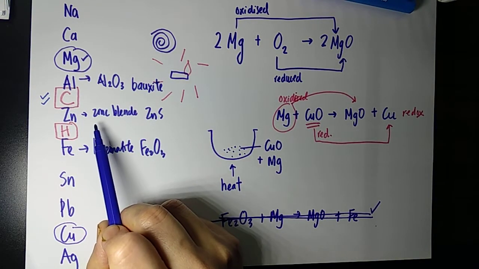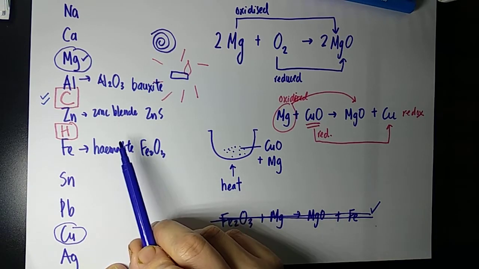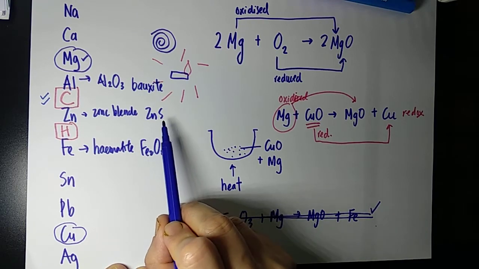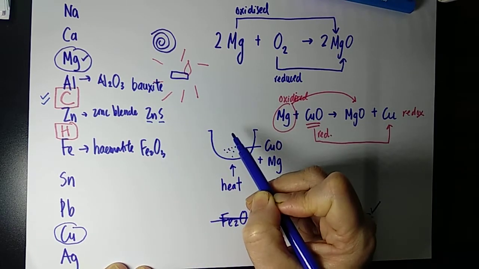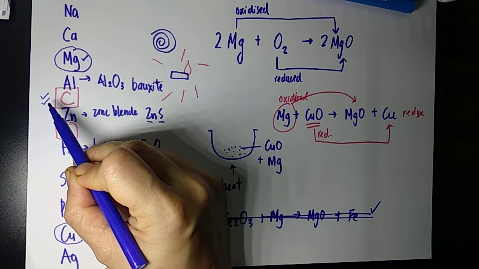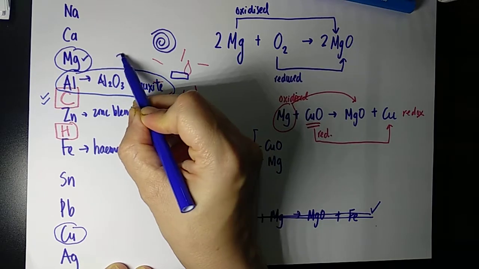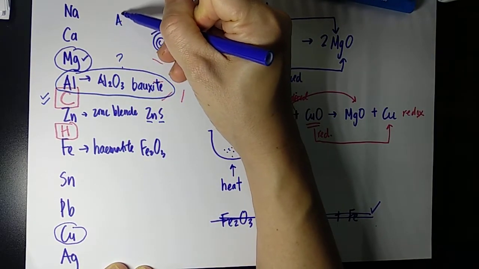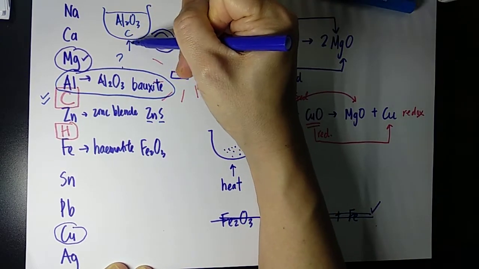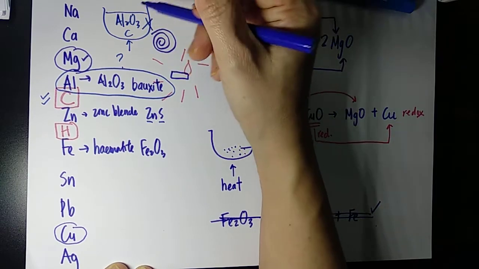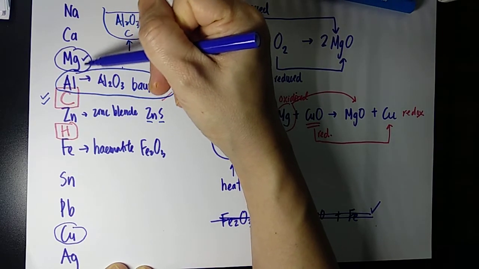Now, for things like zinc, it doesn't exist as zinc oxide. It exists as zinc sulfide. Would we be able to take away the sulfur? Yes, but first what we need to do is we need to change the zinc sulfide to zinc oxide. And after that, we use carbon to remove the oxygen. Now, how about aluminium oxide? Could we take aluminium oxide and heat it up with carbon? Yeah, sure, we can heat it up, but nothing will happen. This is because aluminium is more reactive than carbon, so no reaction will occur here.